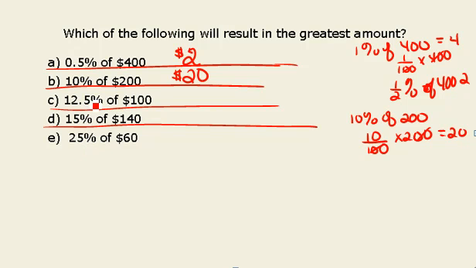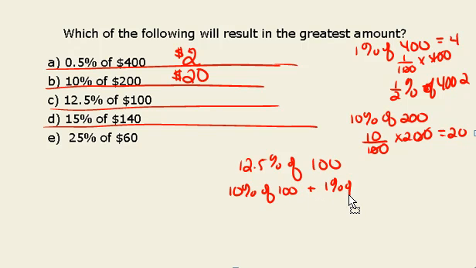If I want 12.5% of 100, I could think about this as 10% of 100 plus 1% of 100 plus another 1% of 100 plus 0.5% of 100. I know that 10% of 100 is 10. 1% of 100 is 1. Therefore, 0.5% of 100 is 0.5.